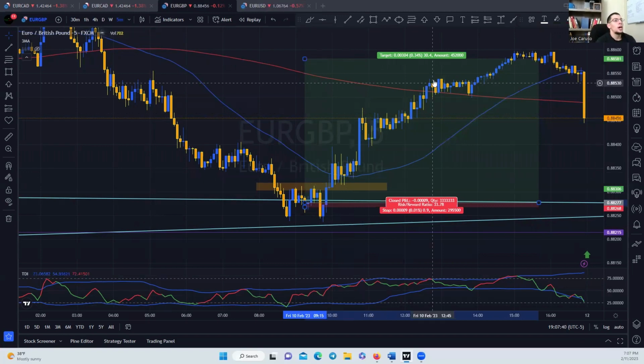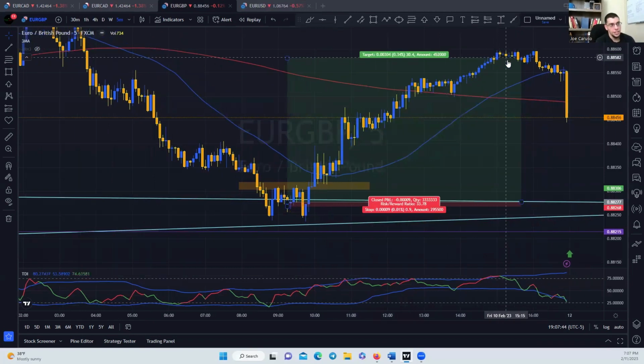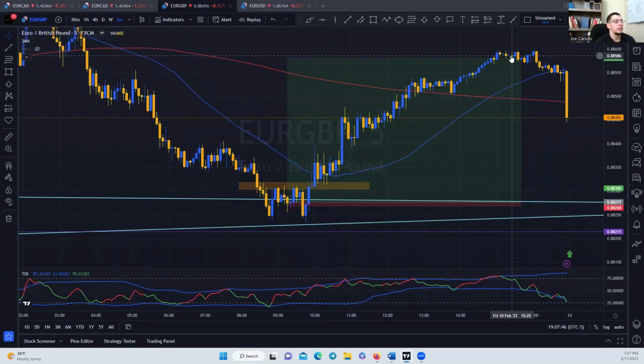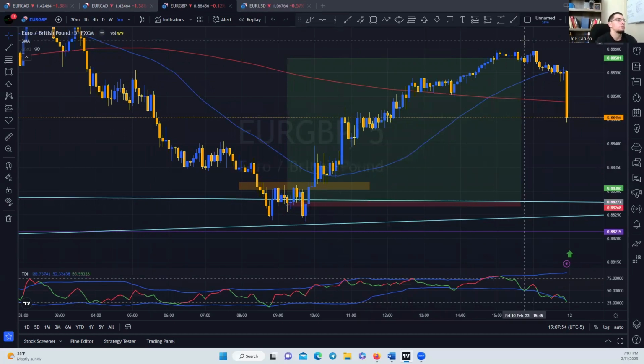Now I want to show you why I took profit right where I did. You could see that price actually reversed exactly where I took profit, because we are very technical with the levels as far as why we take partials and why we close the trade. There is a specific reason, specific things that we look for.